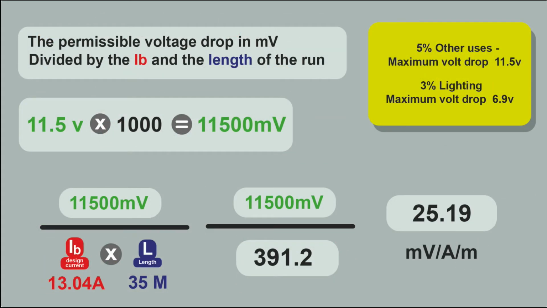This is where the preliminary step comes in useful, we mentioned earlier on. It saves going through all the calculations, then getting to the volt drop and finding it's not suitable. So we divide our maximum volt drop in millivolts by the design current times the length, and that gives us a factor of 25.19. So anything higher than 25.19 will be an unsuitable cable. We need to go for something less.